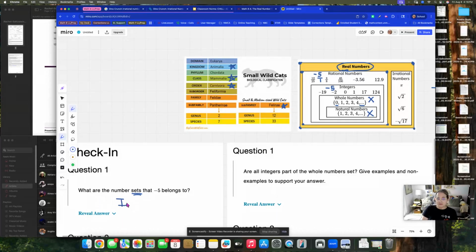So I would say integer. That's the most specific. Is that the most? That's the least specific. That's not the most. I need to decide on this. I'll decide by the end of the video. It's an integer. It's also a rational number. I think integer is more specific than rational. It's also a real number. That's the least specific.